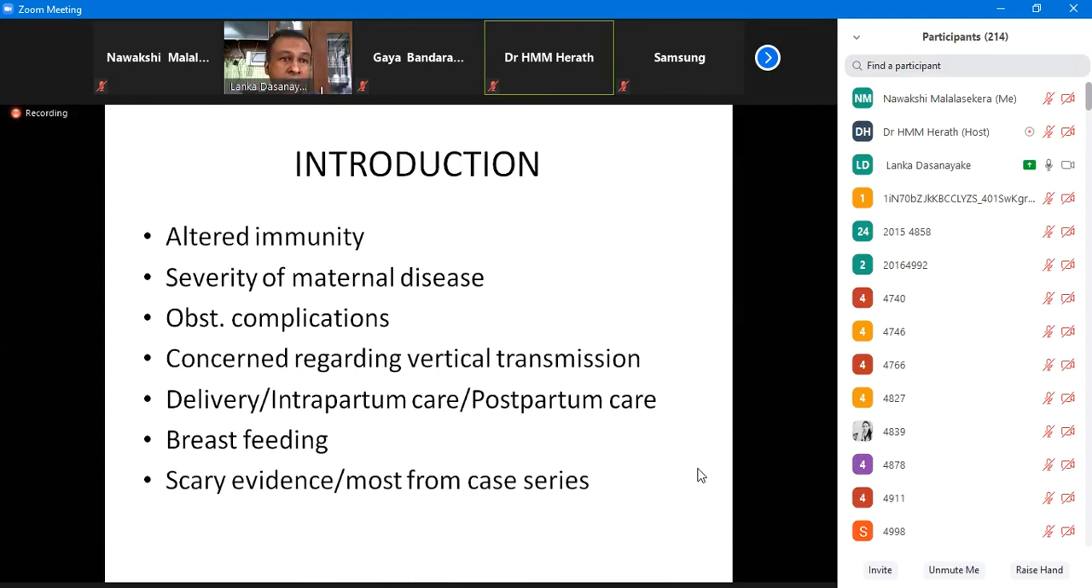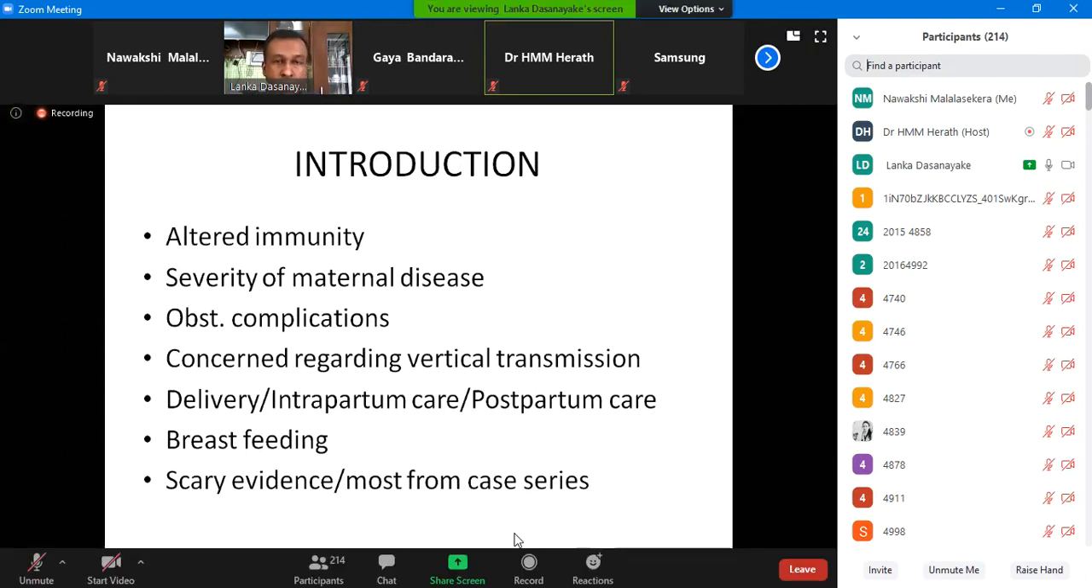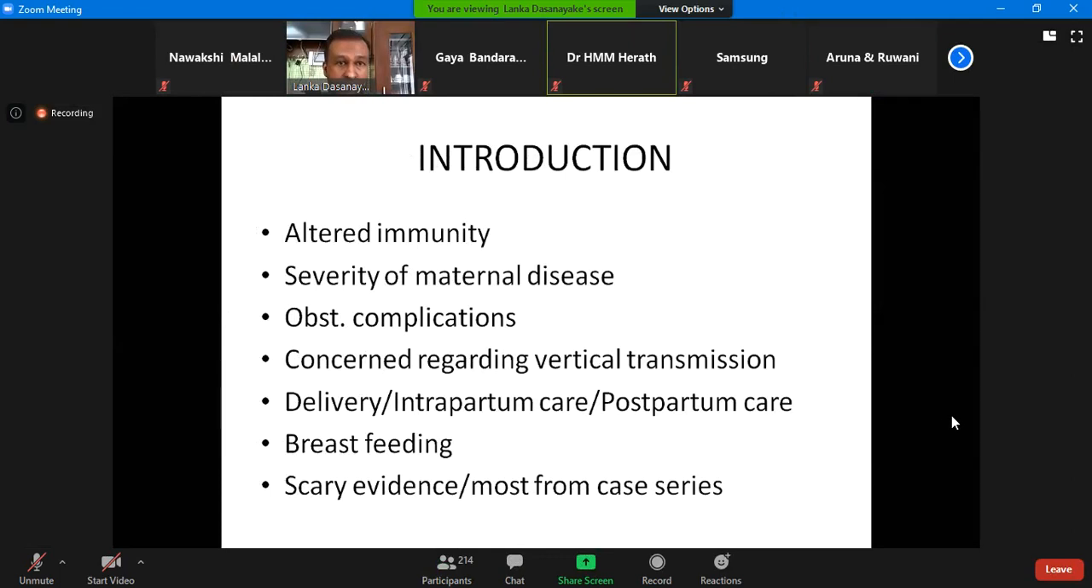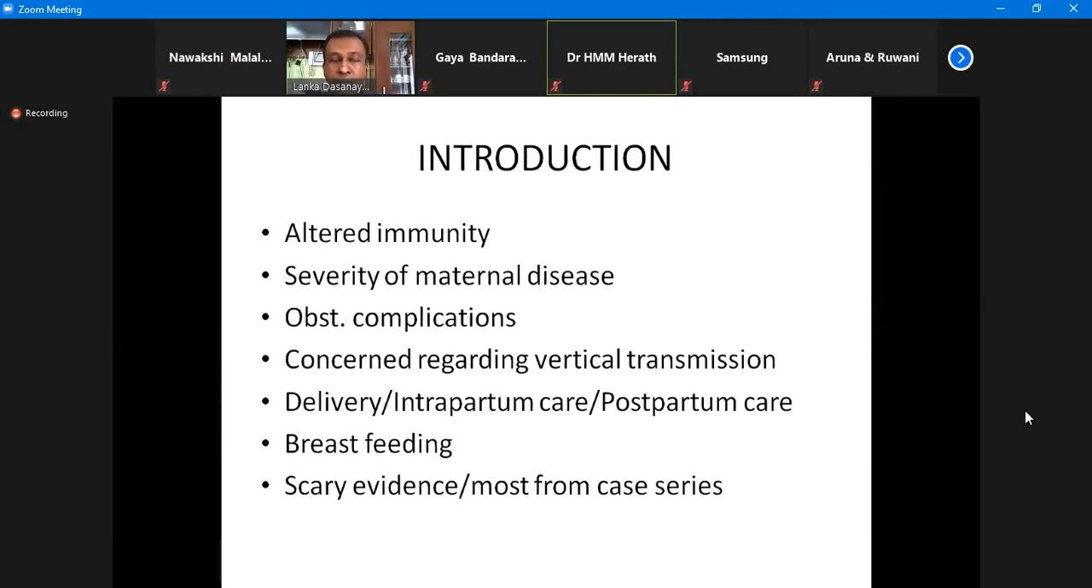At the same time, we are concerned about the other obstetric outcomes, so I may discuss that in my next slide. And there's a concern regarding vertical transmission, that is during intrauterine life, from mother to baby, and at the time of delivery. So then we have to talk about antenatal, intrapartum care, postpartum care, and newborn care, especially with regards to breastfeeding.